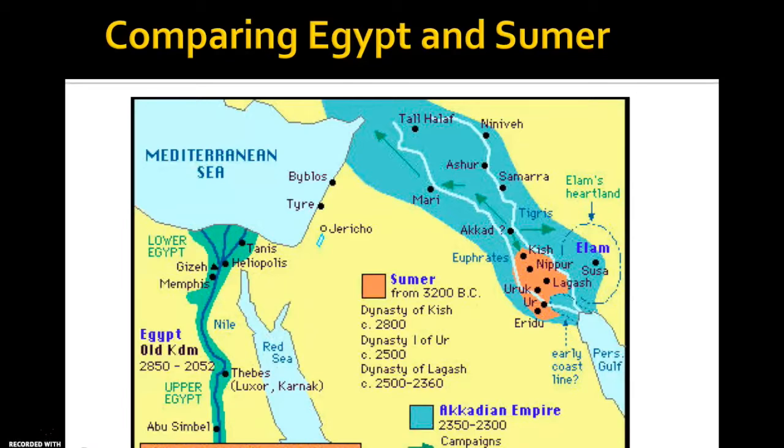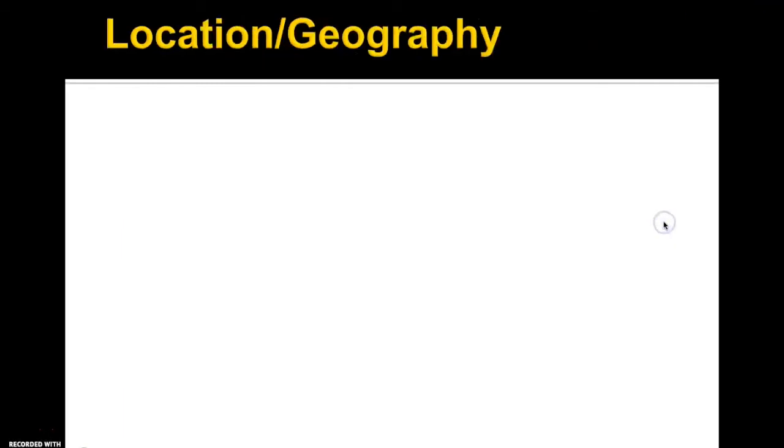Both are located by the Mediterranean Sea, and we're going to look at some similarities and differences as these two ancient civilizations emerge. Right here you see on the map where Egypt and Sumer were. Sumer existed a little earlier than Egypt, and Egypt did take some influence from Sumer, but it developed independently at the same time. Moving on to the next slide.